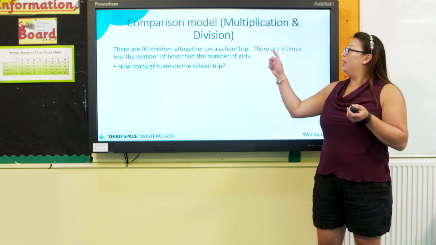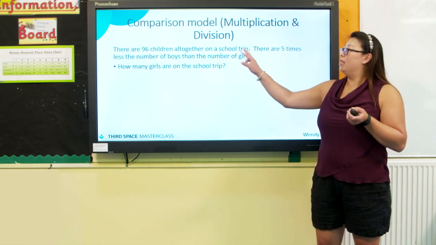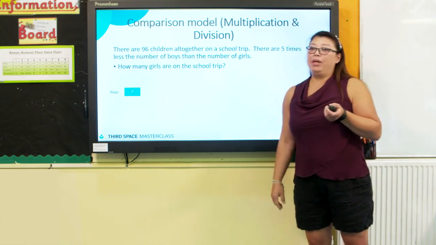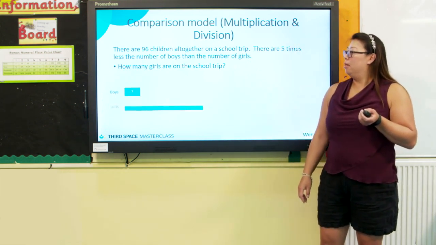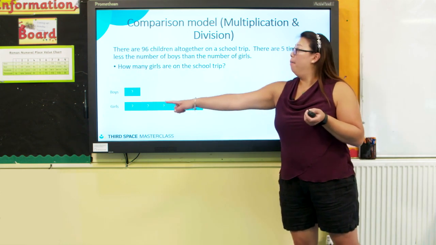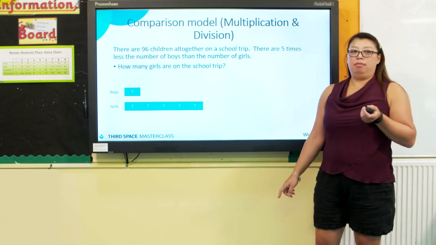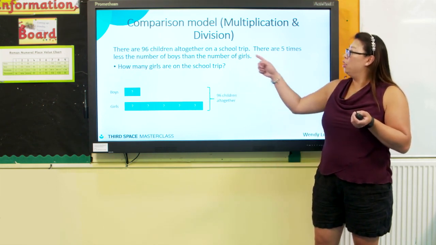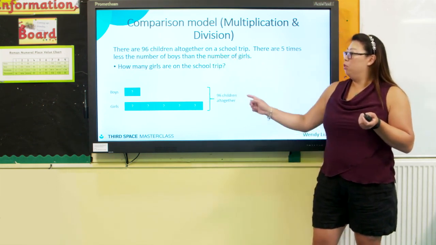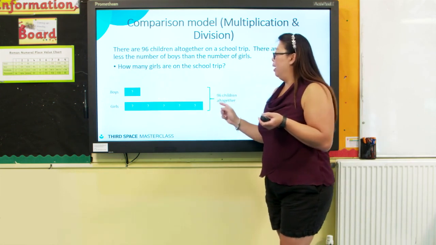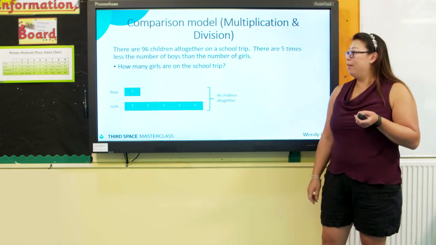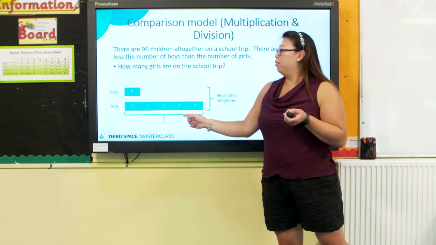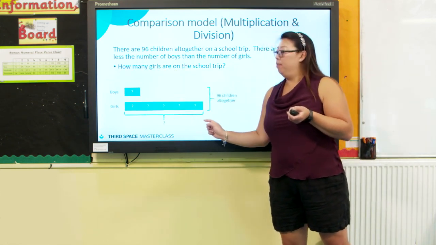So you can think of these as being flipped around in a way. So here are the boys, and there are 5 times more the number of girls. So that's 96 children altogether on the school trip. So all of these equal parts here make 96 children altogether. What are we trying to find out? How many girls are on the school trip? So that's this bar here.